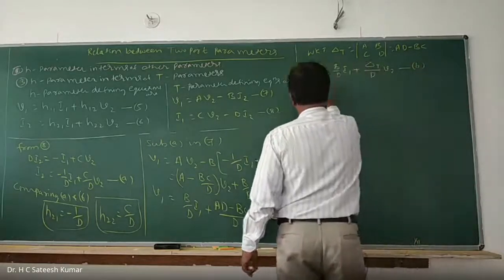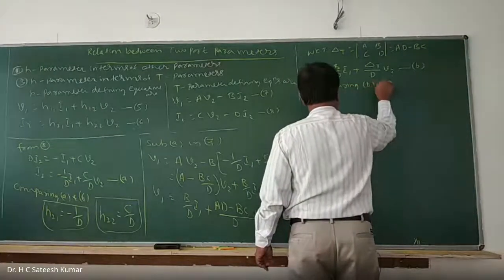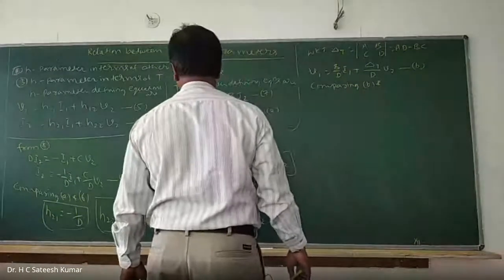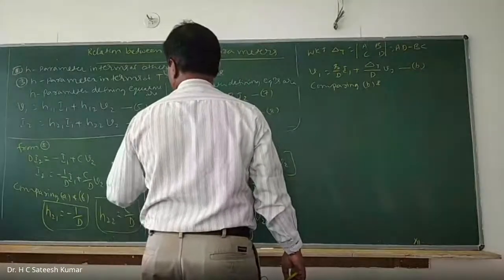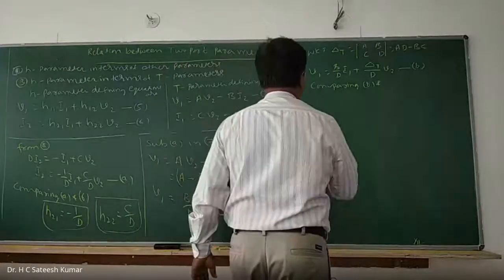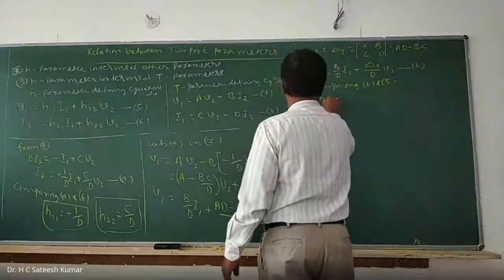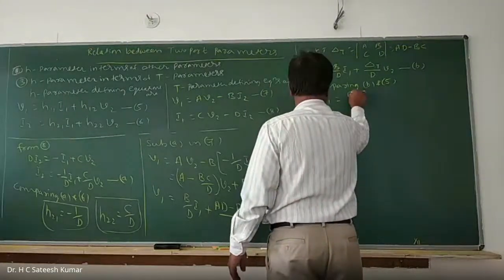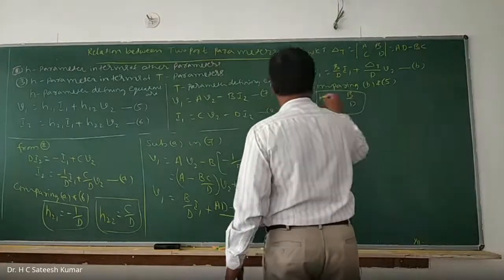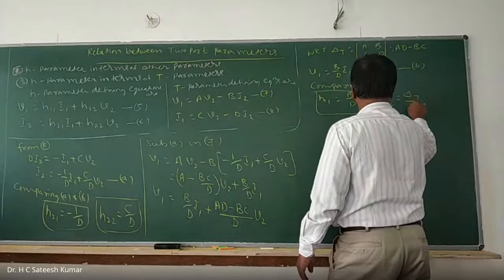Comparing B, and what is it that we have used? We have compared already with 6, no. So therefore we'll have to compare with 5. So comparing B and 5, what will you get? H11 is equal to B by D and H12 is equal to delta T divided by D.